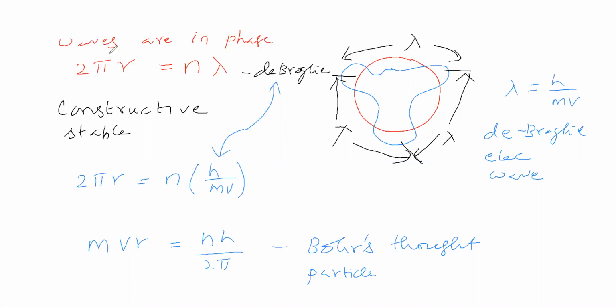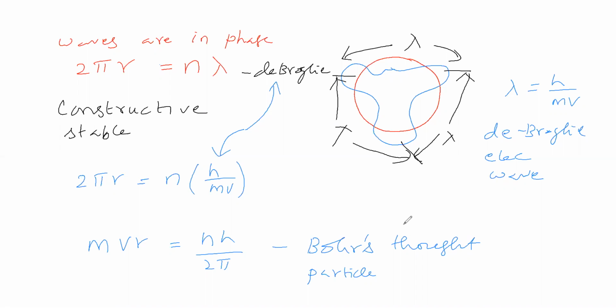Now when the waves are in phase, 2 pi r equals n lambda. It is constructive, a stable situation. To this we substitute de Broglie's wavelength, and we get Niels Bohr's thought. Now you say which is correct and which is wrong. Is Niels Bohr's thought incorrect, or is de Broglie's concept incorrect?